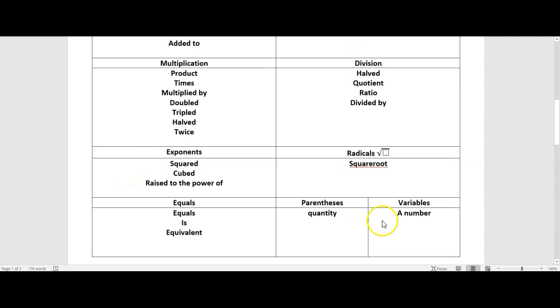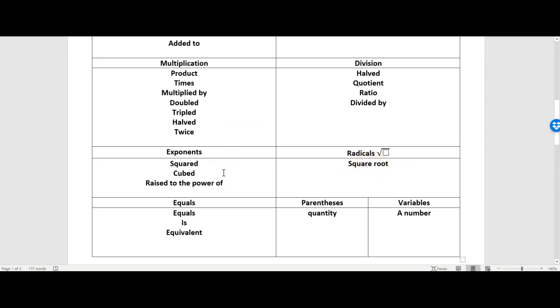I actually had to add another category on here. Maybe you were wondering why there was something left out. So for parentheses, we have quantity. You may also see it as quantity of. And for variables, if you see a number, so if they just reference a number but they don't say what the number is, we're going to need to represent that with a variable. I think square root is two words.